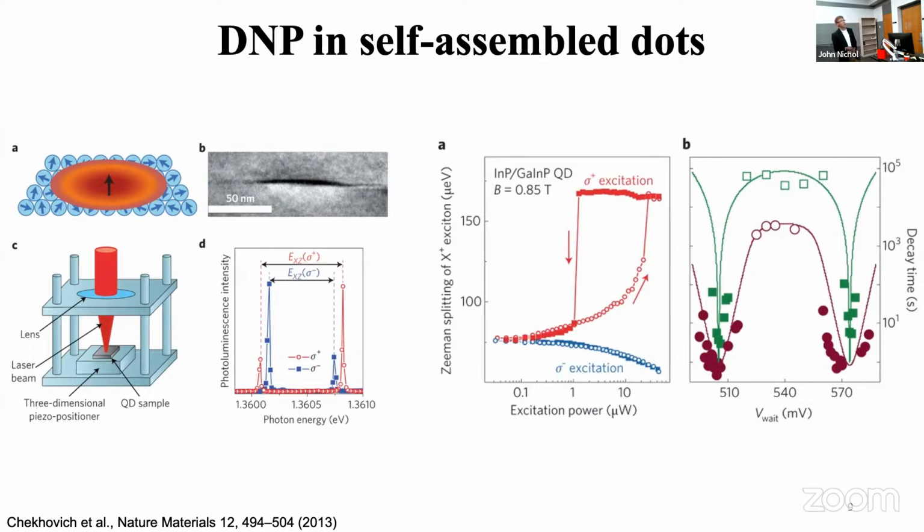So here in this panel, on the y-axis is the Zeeman splitting of a particular excitonic transition. On the x-axis is the excitation power. And you can see if you use the sigma plus excitation, as you go up, the Zeeman splitting increases. And then as you decrease the power, it stays high like this. The interpretation here is that the electron is polarizing the nuclei as a result of the absorption of this light. And this kind of a hysteretic or locking behavior has been observed many times in these systems.